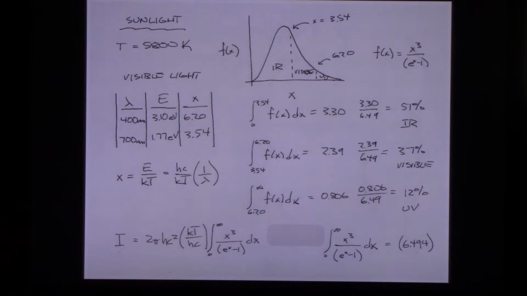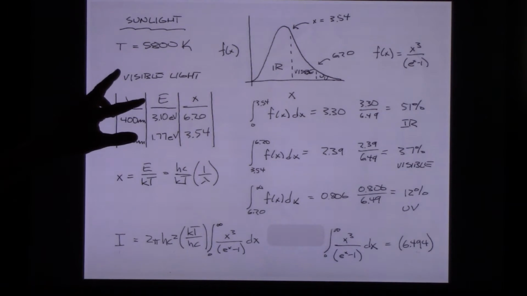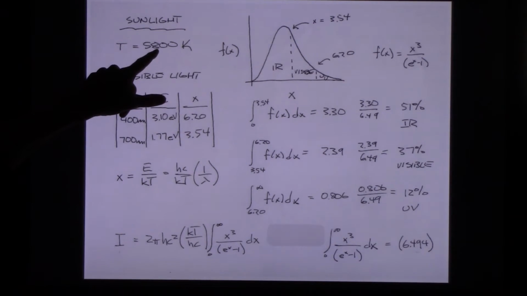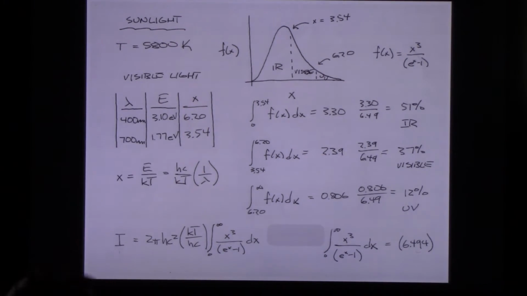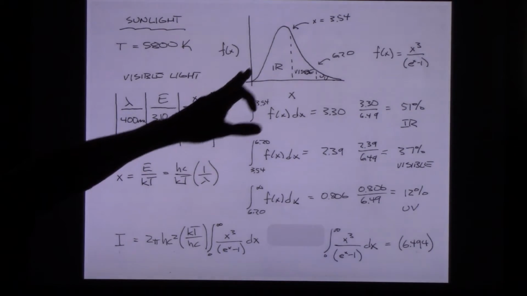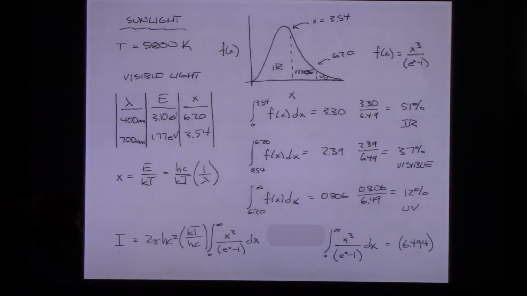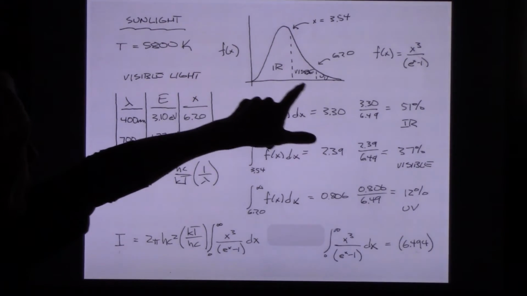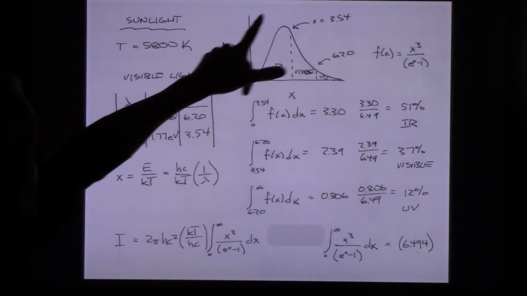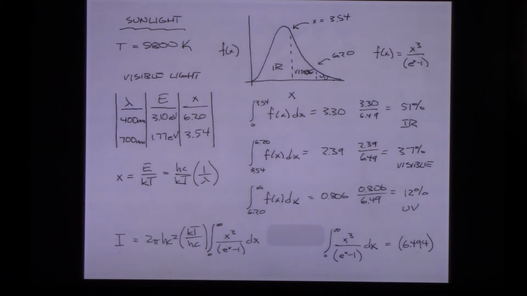So I used our formula of x and determined that the visible light at a temperature of 5800 Kelvin corresponds to x values between 3.54 and 6.20. So I could do a plot. What I found out was that 3.54 and 6.20 show up over here on that side of the Planck distribution, given in terms of x.